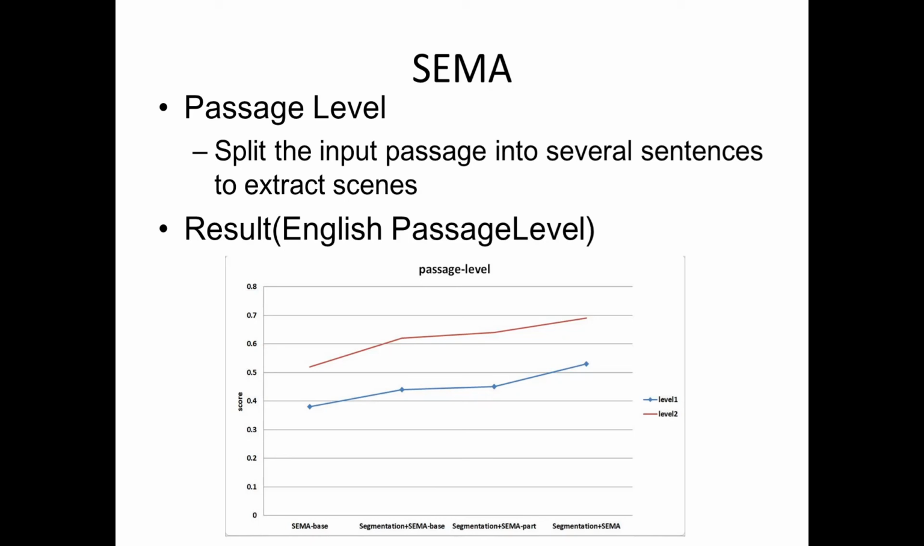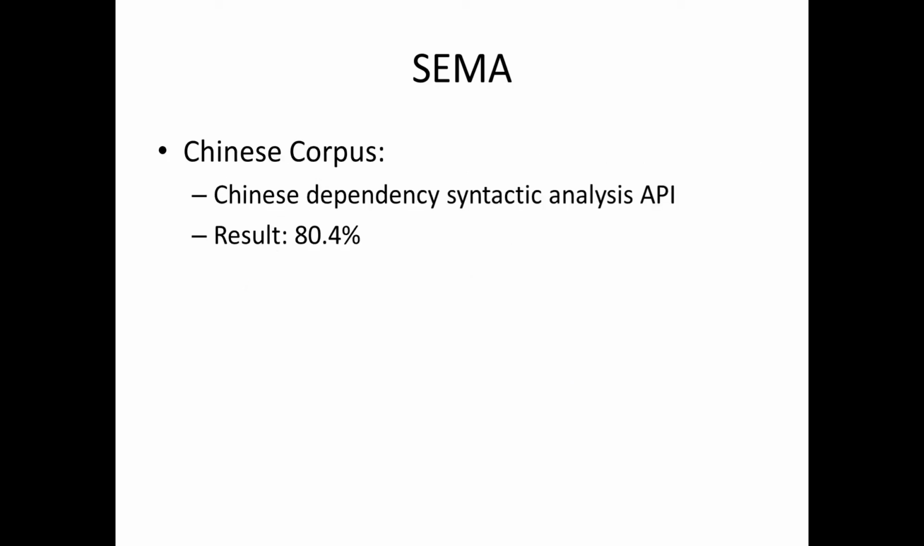Finally, the improved indicators are applied to the passage level. To distinguish a single scene, we split the input passage into several sentences to extract the scenes and compare them with the output passage. It can be seen that each step of improvement at the passage level also brings an improvement.